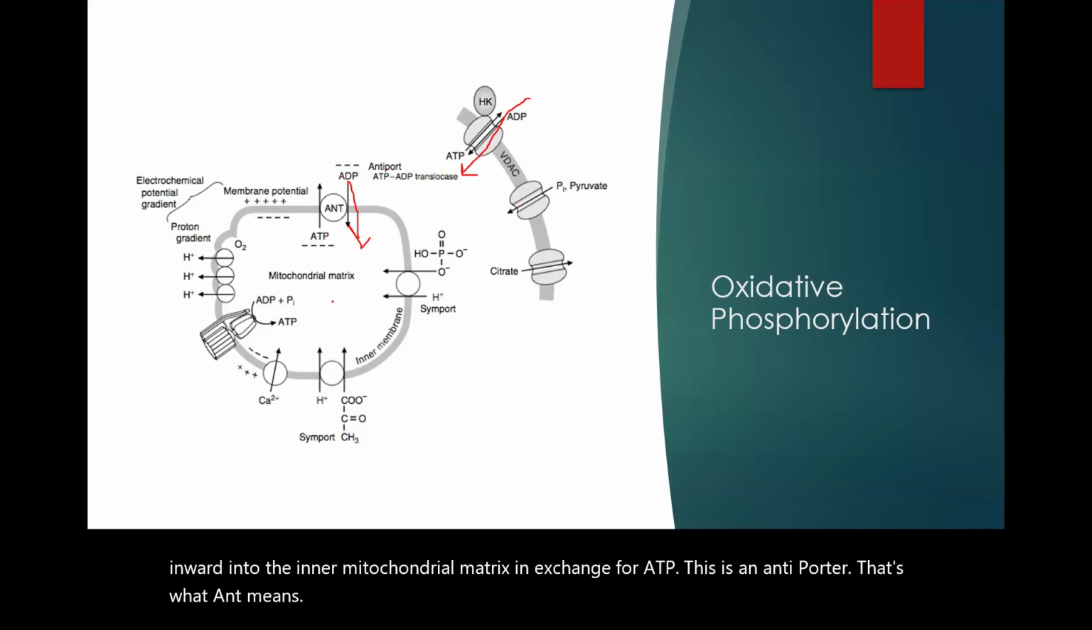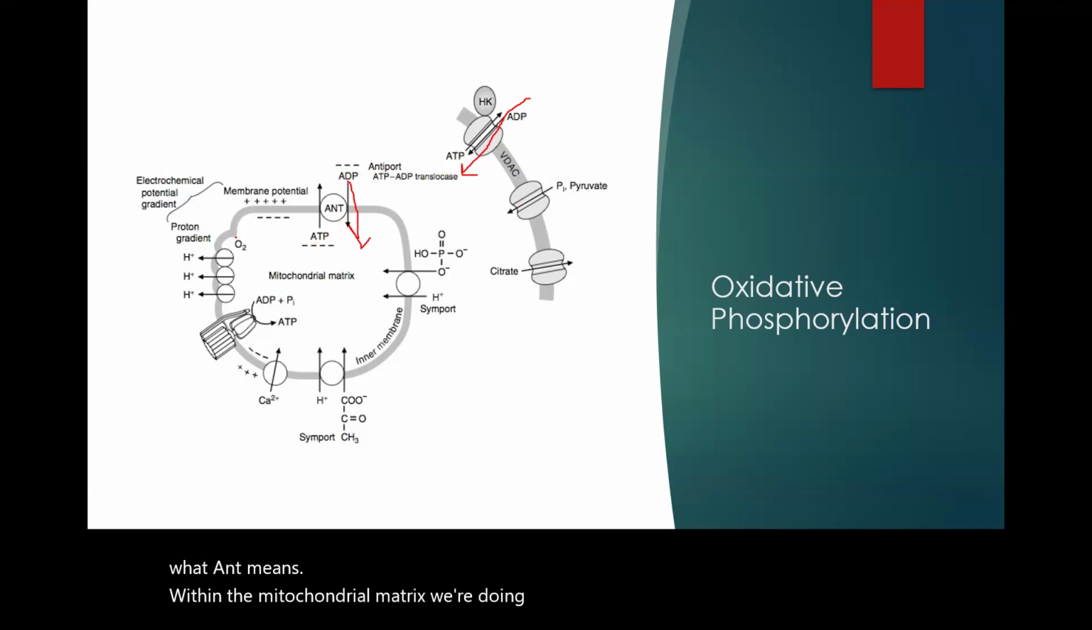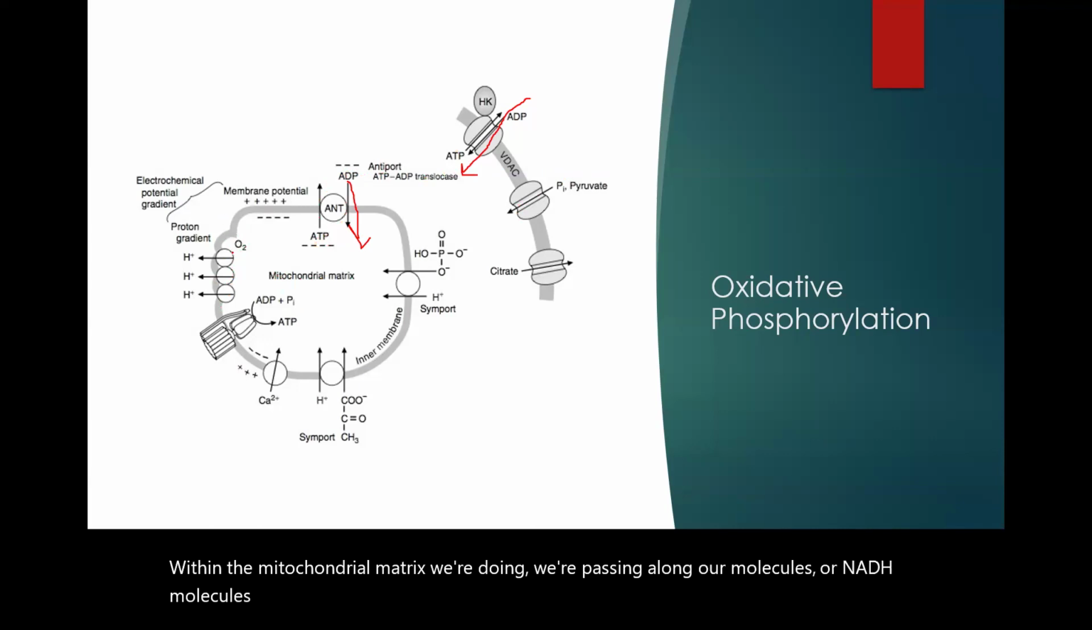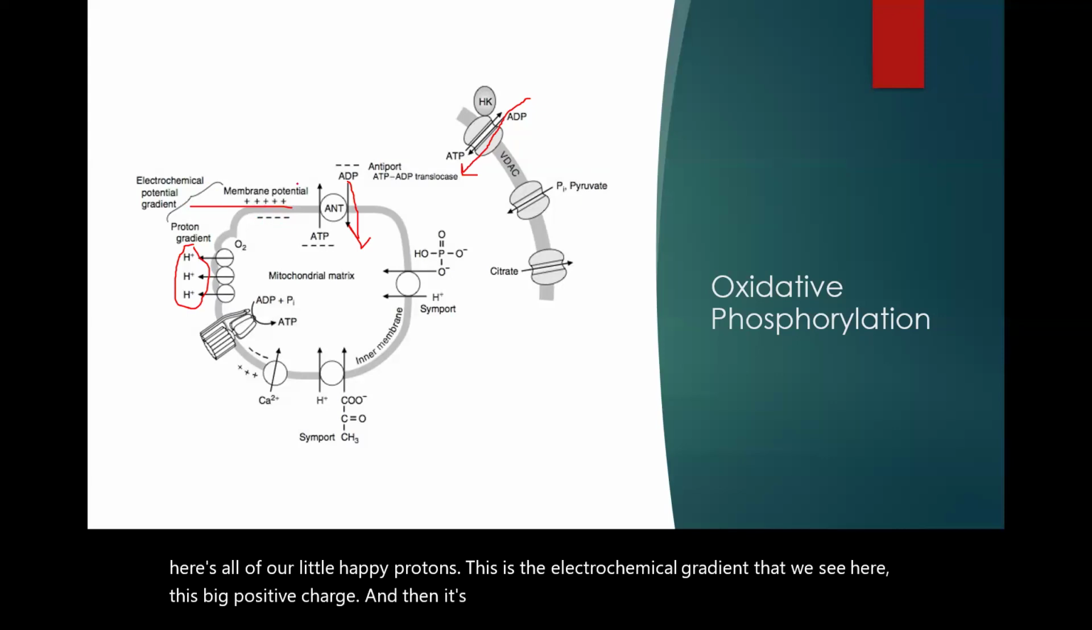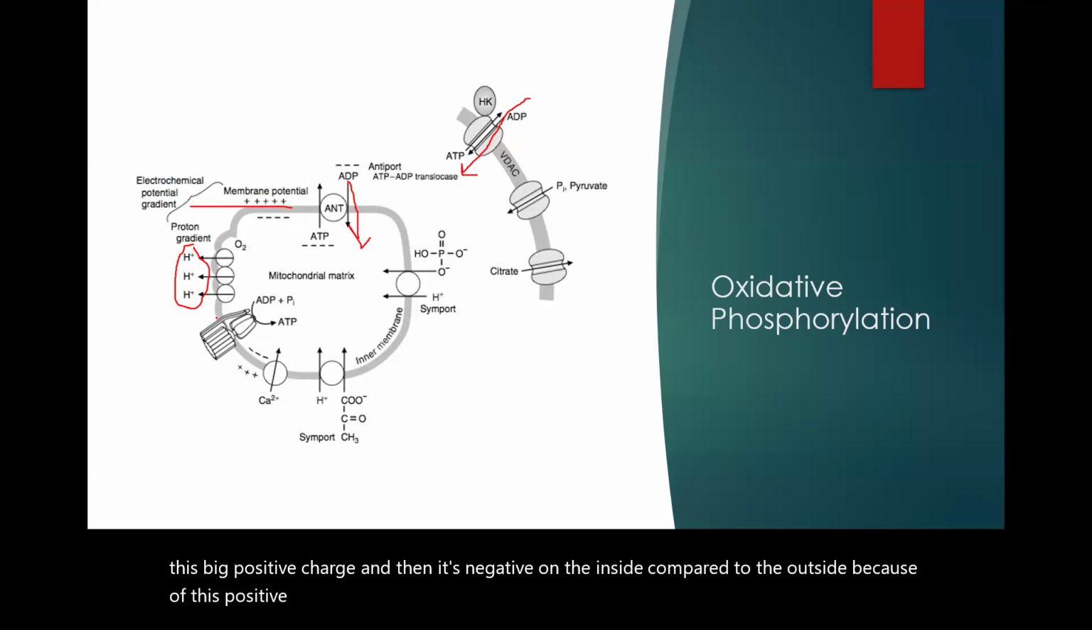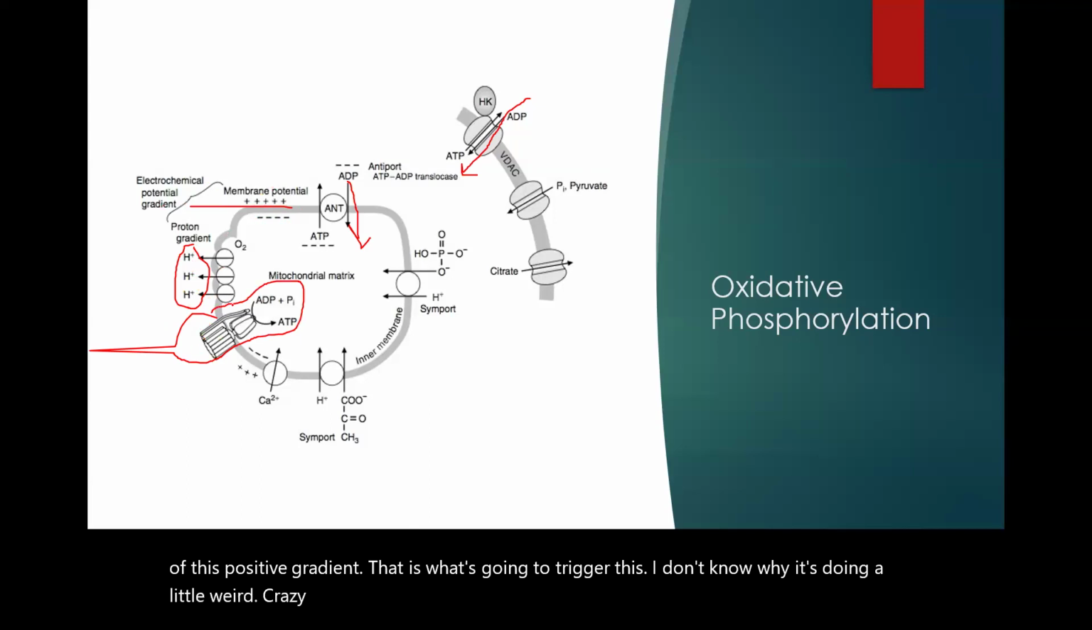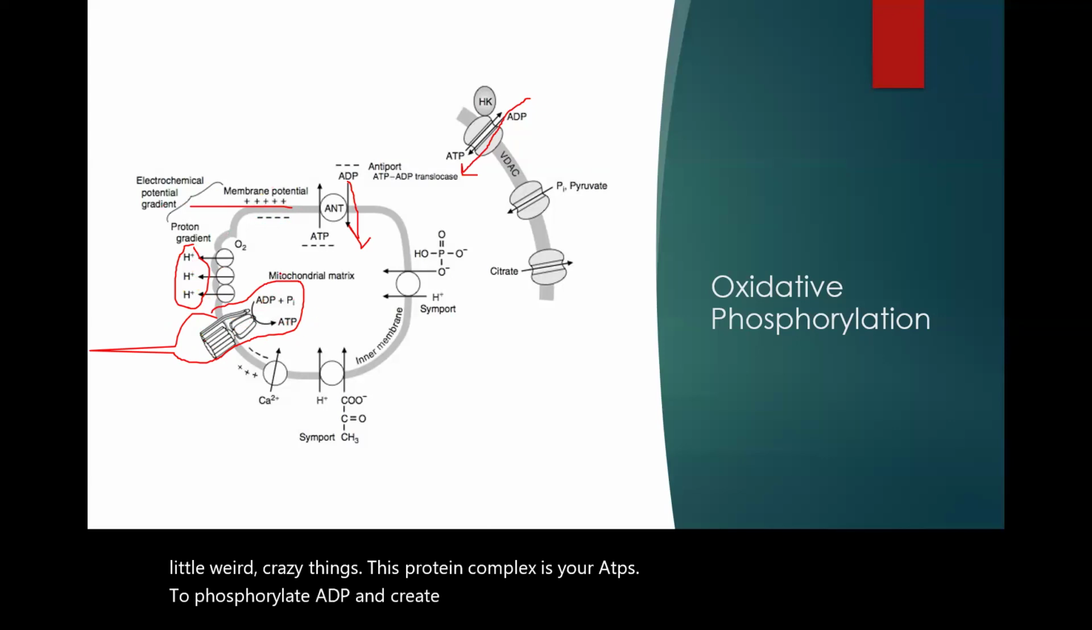Within the mitochondrial matrix, we're passing along our NADH molecules from one thing to the next, and we're creating this proton gradient. So here's all of our little happy protons. This is the electrochemical gradient that we see here, this big positive charge, and then it's negative on the inside compared to the outside. Because of this positive gradient, that is what's going to trigger this. I don't know why it's doing little weird, crazy things. This protein complex, this is your ATPase, phosphorylates ADP and creates your ATP.